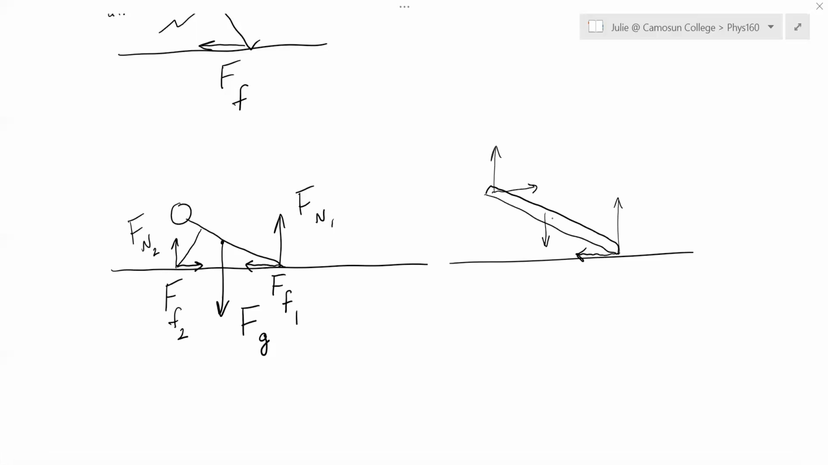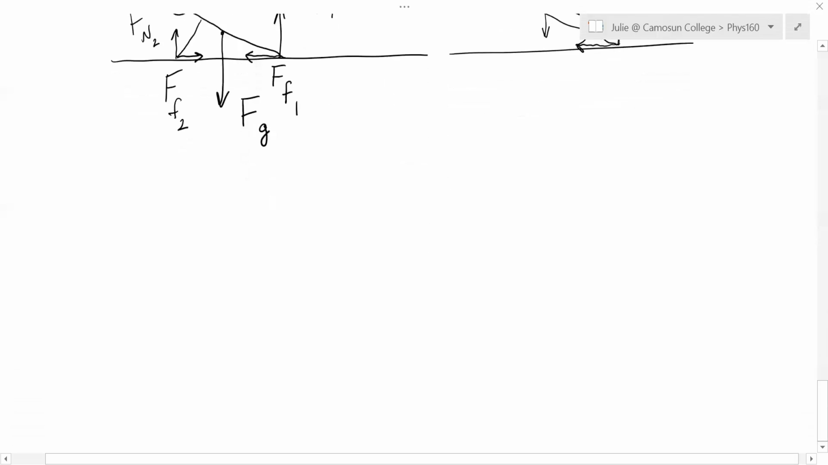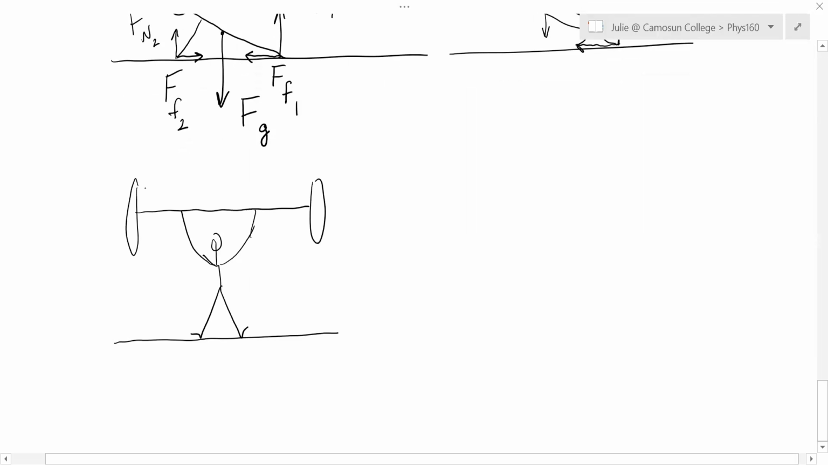Okay. Now, sometimes it's confusing what it is we're analyzing. So what about if we have someone holding onto a barbell? So let's say this person has this giant barbell in his arms here. So what is the free body diagram? Well, it all depends. Are we interested in the barbell? This is the barbell. Or are we interested in the person? And they are separate objects. It depends what the question is.